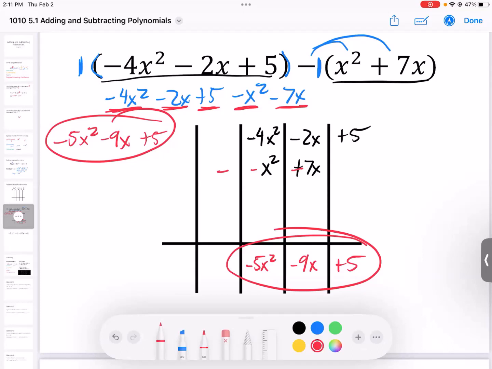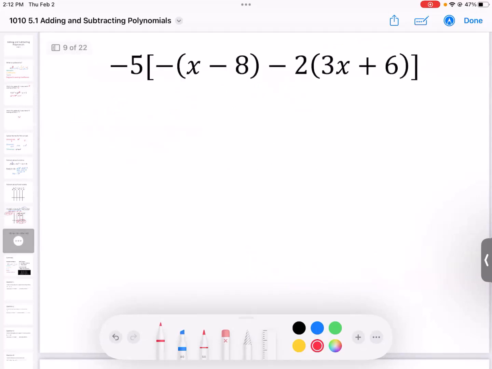Okay. If you do decide to use this method that I did in blue, just make sure that you always distribute what's outside of the parentheses to everything inside of it. So since I had a negative 1, it's not just minus x squared, it's also minus 7x as well. So you have to make sure you subtract all of it.